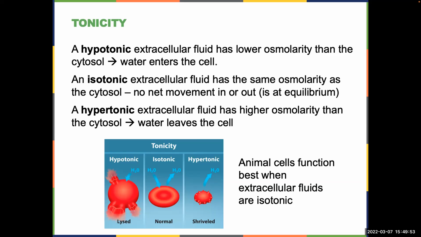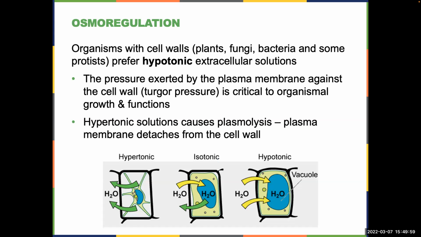this is for animal cells or cells that do not have a cell wall. If you were to look at plant cells or cells with cell walls, then it changes a little. Hypertonic still has the same effect. Water is going to exit, but as water exits the cell, it causes the plasma membrane to tear away from the cell wall, and this is called plasmolysis.